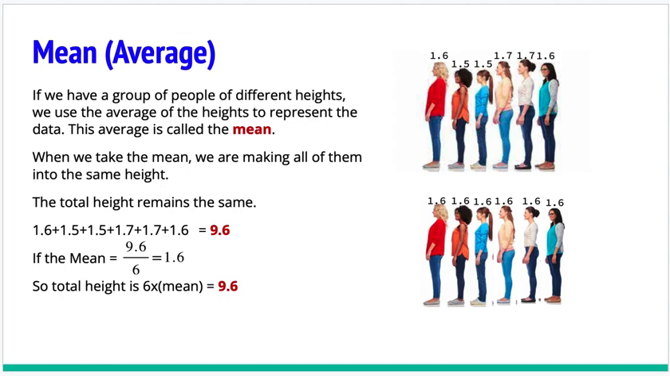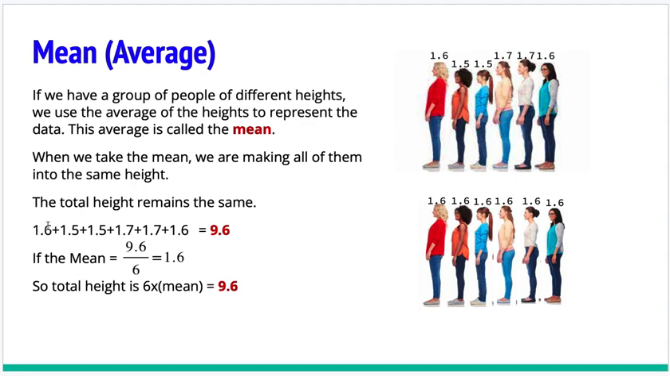From the video, we learned what the mean or average is. So if we have a group of people with different heights, we use the average of the heights to represent the data. This average is called the mean. When we take the mean, we are making all of them into the same height, but the total height remains the same.